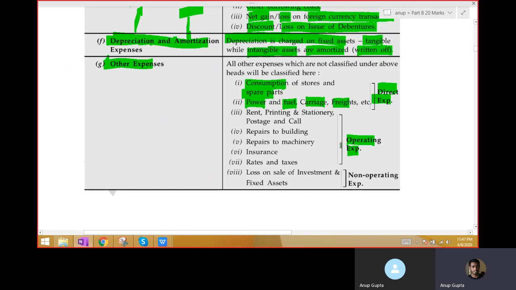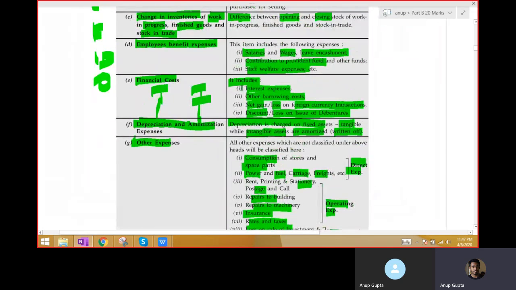Then there are operating expenses, that is rent, printing, stationery, postage, repairs of building, repairs of machinery, insurance, rates and taxes. All these are operating expenses recorded under other expenses here. Loss on sale of investment or fixed asset, which is a non-operating expense, is also recorded under other expenses. So I hope you have understood each and every item of the statement of profit and loss.